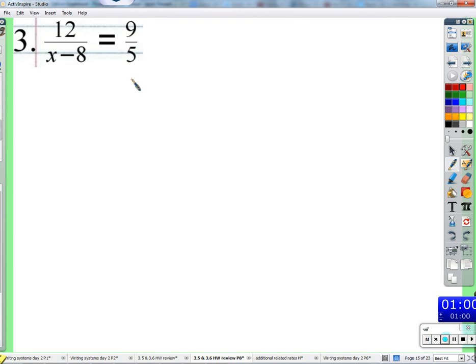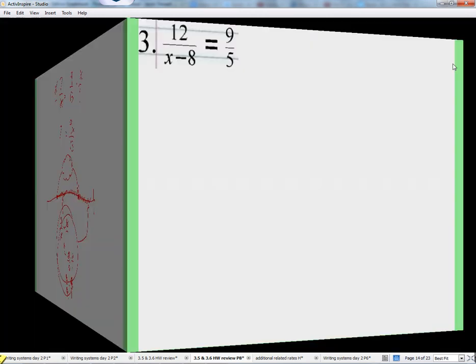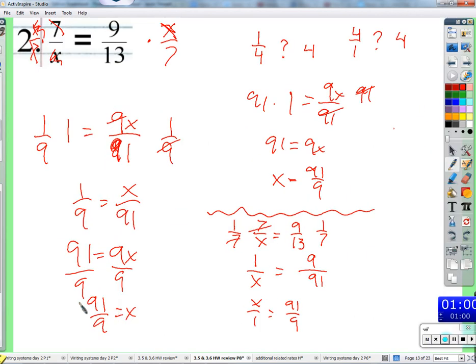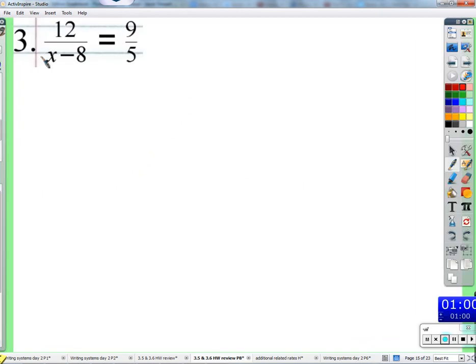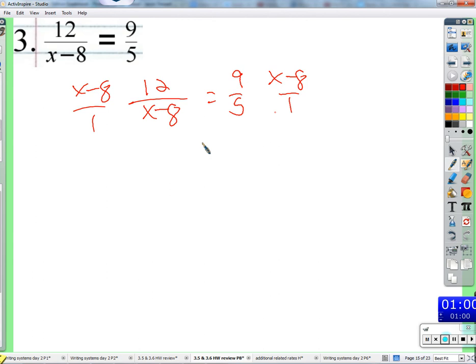Just in case you got kind of lost there, at the very least, x is 91 over 9. X is 91 over 9. Alright, so, I'm going to solve this equation for x. Multiply by x minus 8. I'm just going to multiply. Times x minus 8. So, again, if you multiply a fraction by its own denominator, the denominator divides itself and cancels out. So we're left with 12 equals.